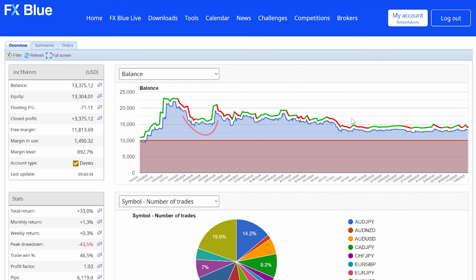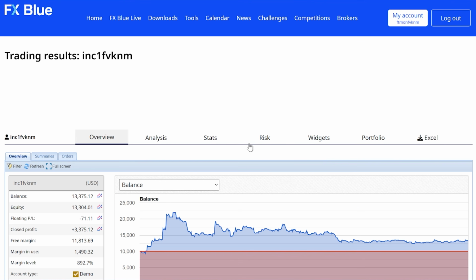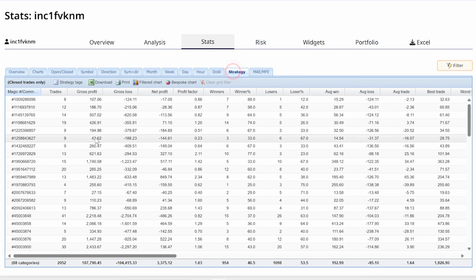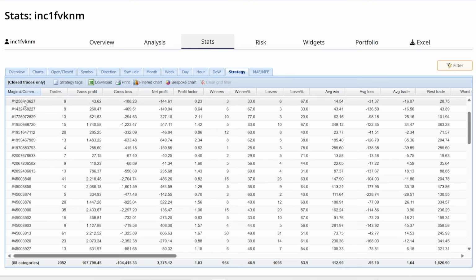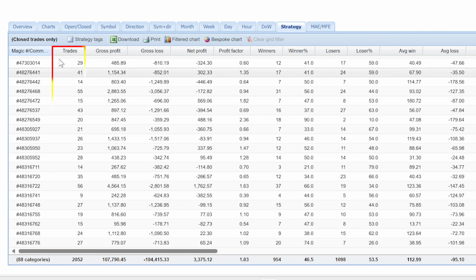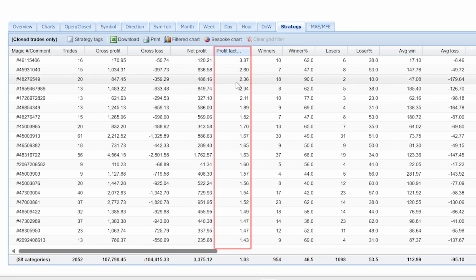It doesn't look great here, but that's not important at all, because we're using it to filter out the absolute best looking strategies. And how we do that is we go into the statistics, where we can have a look at all the individual strategies. Each of these is an individual expert advisor from EA Studio, and we're looking at the magic numbers here. Let's filter by profit factor to show the best ones.